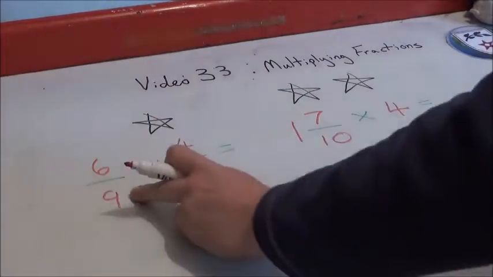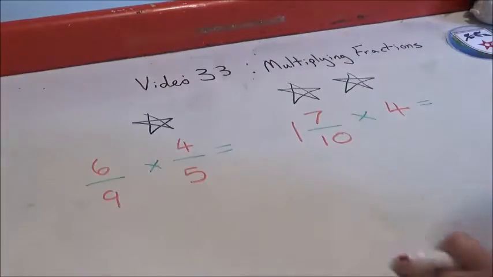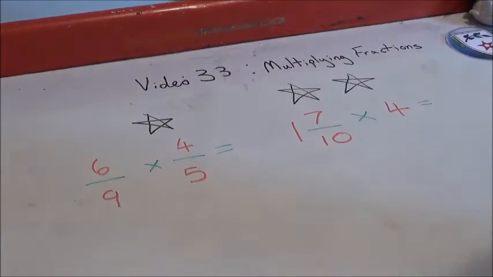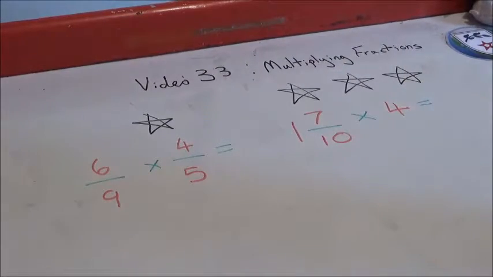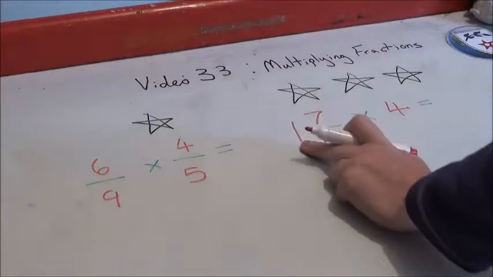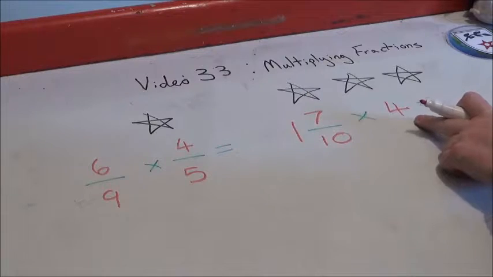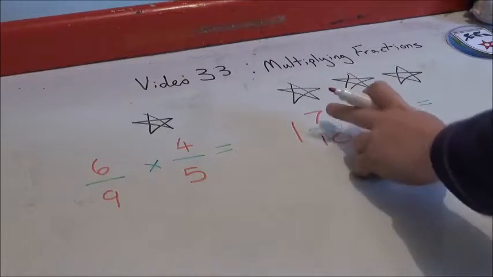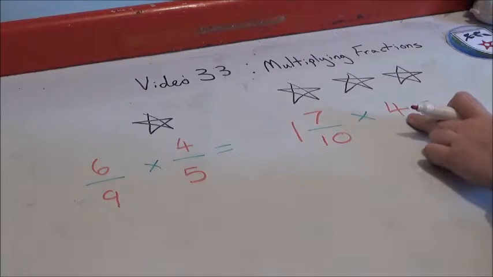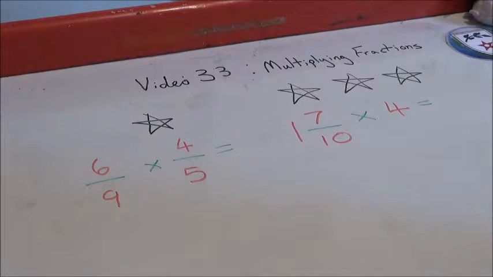We have 6/9 multiplied by 4/5, and here, again, I think I'm going to upgrade this 2 star to a 3 star, because we have a mixed fraction and then a whole number as well. So we have 1 7/10 multiplied by 4. Pause the video, have a go, and we'll see the answer in a bit.